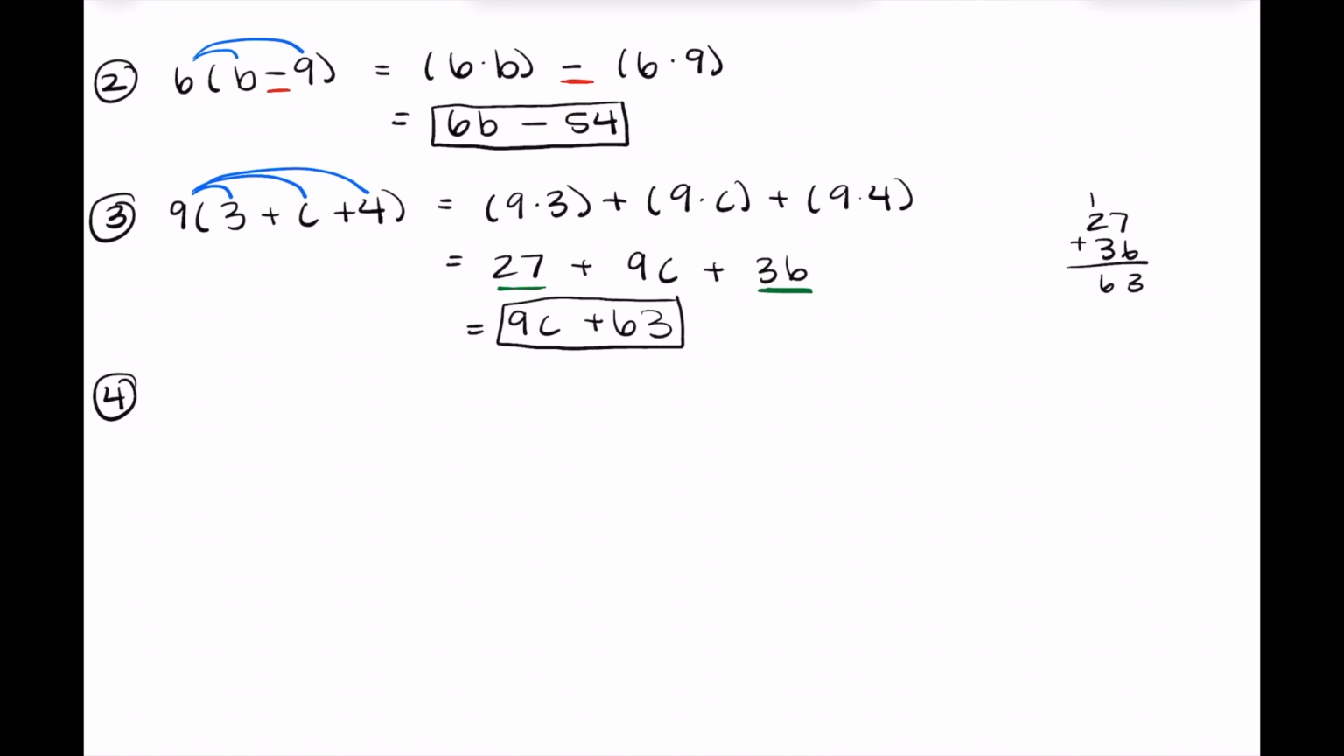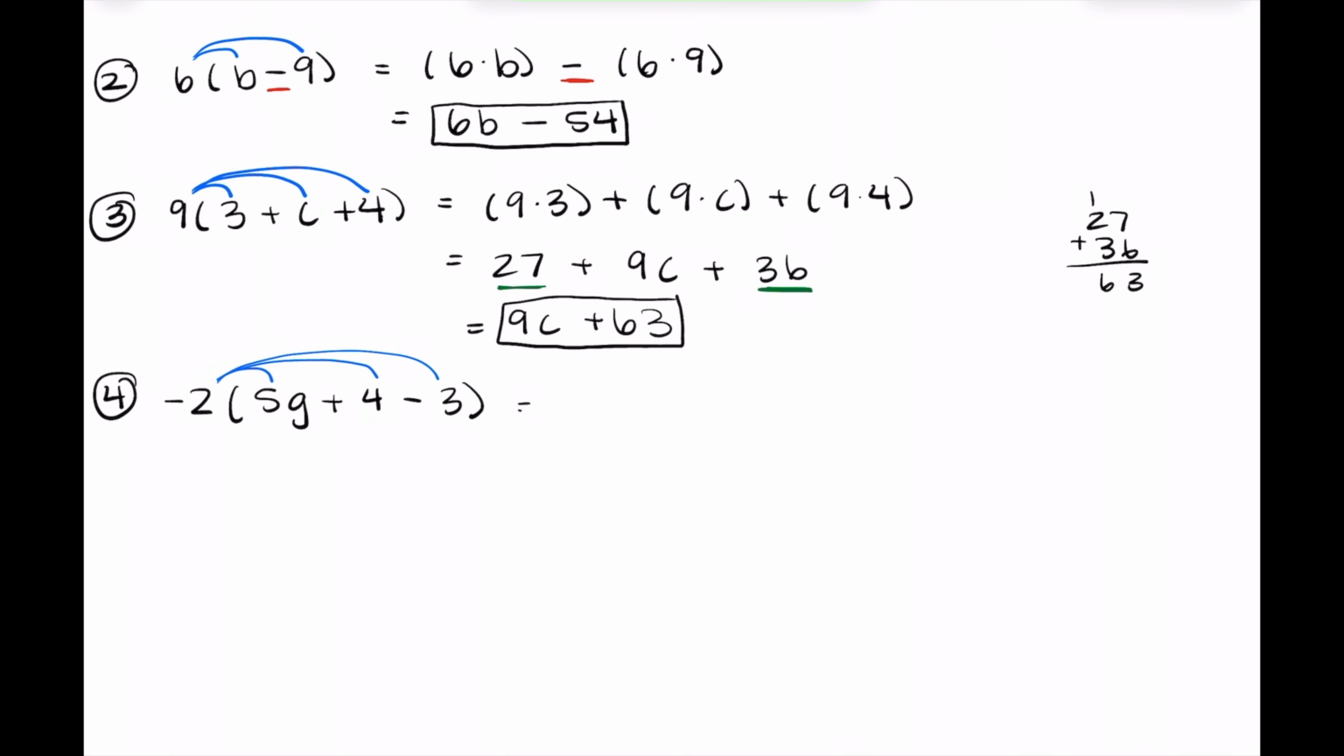Now we will move on to our fourth example for today. In this example, we will be distributing a negative. So for number 4, we have negative 2 parentheses 5g plus 4 minus 3. So here, same as before, we're going to distribute that negative 2 to the 5g, to the 4, and to the 3.